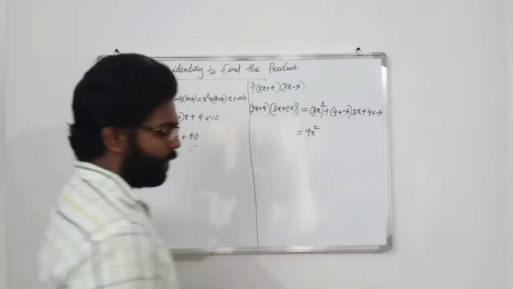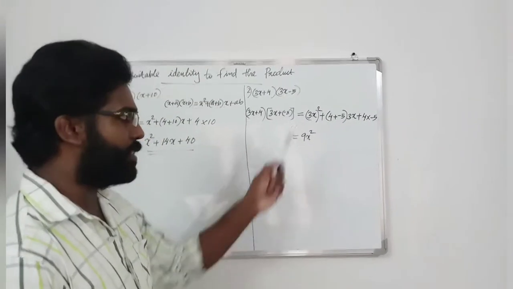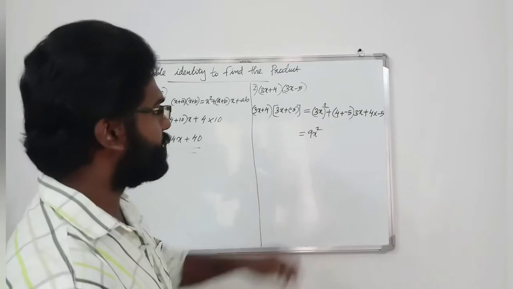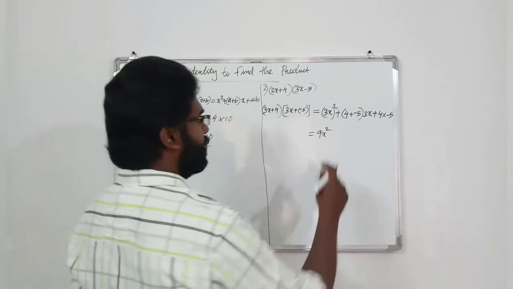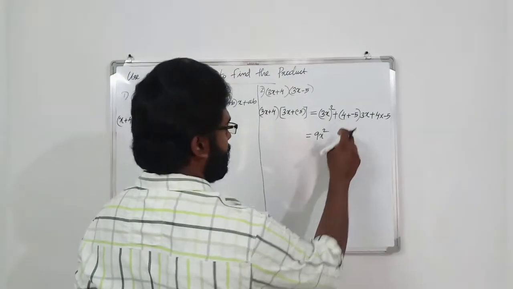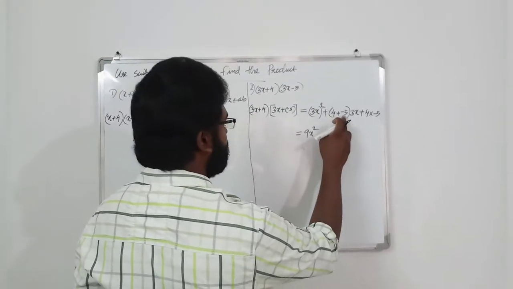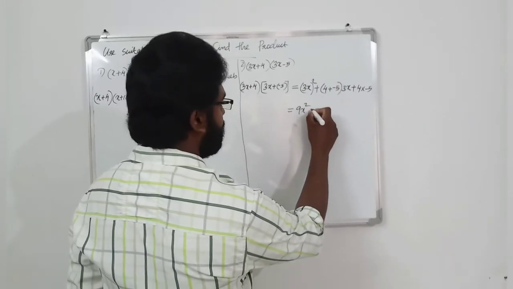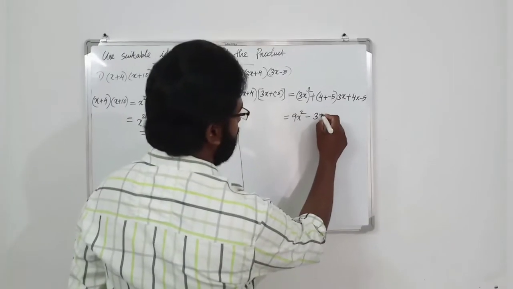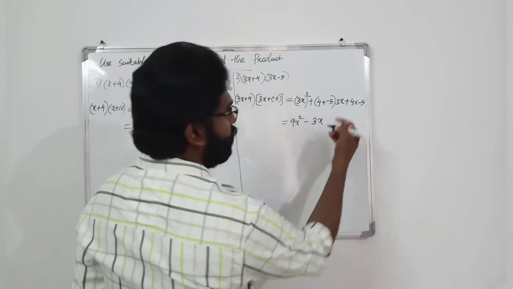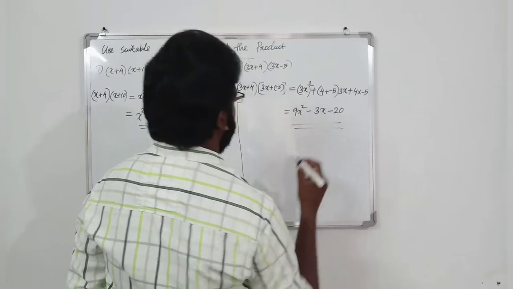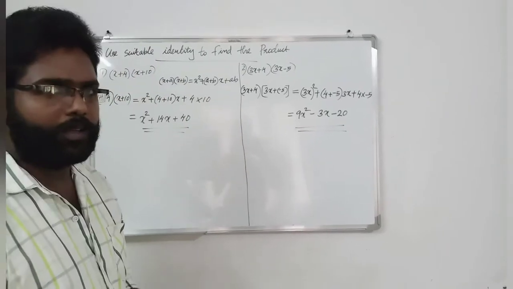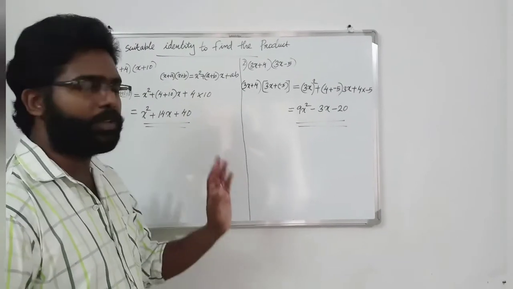plus 4 minus 5. One is positive, another is negative, so subtract the smaller from the larger and give the sign of the larger one. The smaller is 4, 5 minus 4 is 1. The larger is minus 5, so give minus. Minus 3x, and 4 into minus 5 is minus 20. Okay, these types of questions you already did in your previous years.